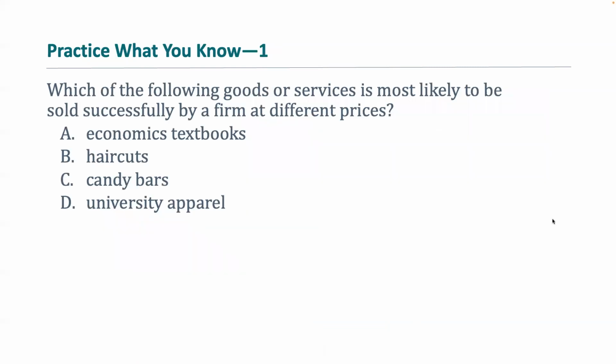Now let's look at a few practice questions before we end this video. Which of the following goods or services is most likely to be sold successfully by a firm at different prices? So let's take a look at this for a minute. And the correct answer here is haircuts. Now, books, candy bars, and university apparel can all be easily resold. A haircut is a service that cannot be resold, so it's most likely to be sold successfully at different prices.